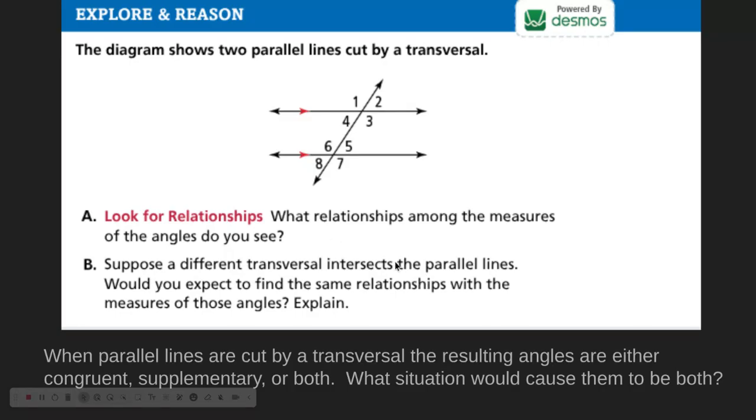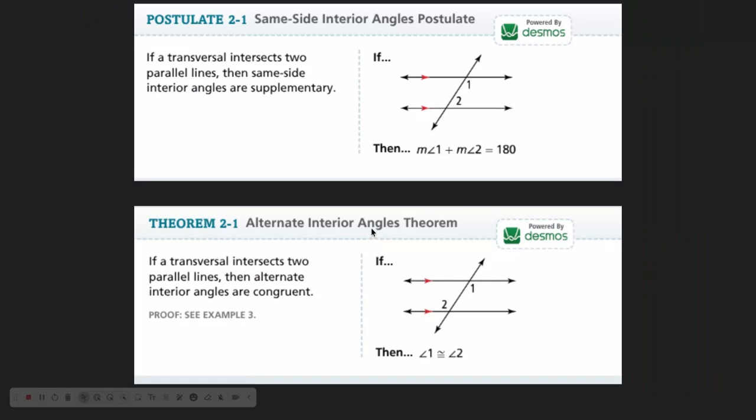Okay, so when parallel lines are cut by a transversal, the resulting angles are either congruent, supplementary, or both. What situation would cause 1 and 2 to be both congruent and supplementary? Think about the answer. Okay, so we got a postulate and 3 theorems.